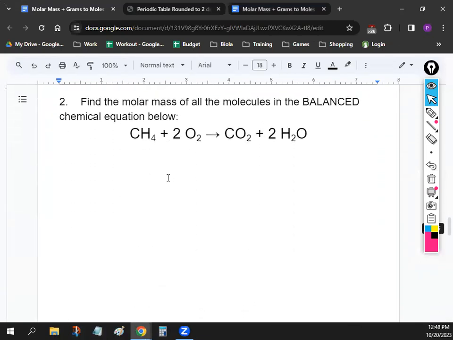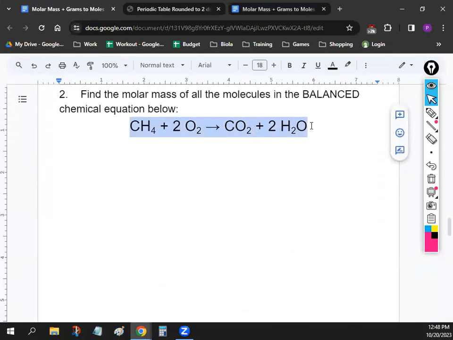What I want you to do is take a second to copy down this equation. It's already balanced for you. Take maybe a minute to copy this down, and I'm going to show you how to find the molar mass of every single molecule in there. We're doing 4 examples just to get you started. Hopefully you get a good understanding of it.